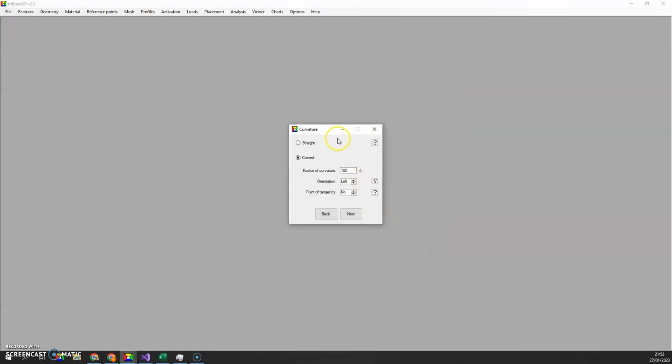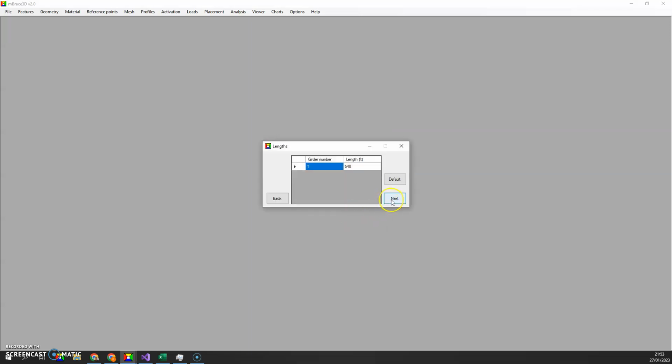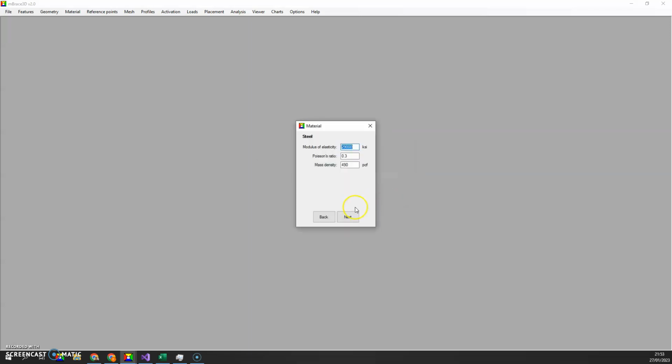So I won't go too much in detail here. You've seen it before. The radius of curvature is equal to 700 feet. The curvature has a left orientation. This is the length of the tub. These are the material properties for the steel.